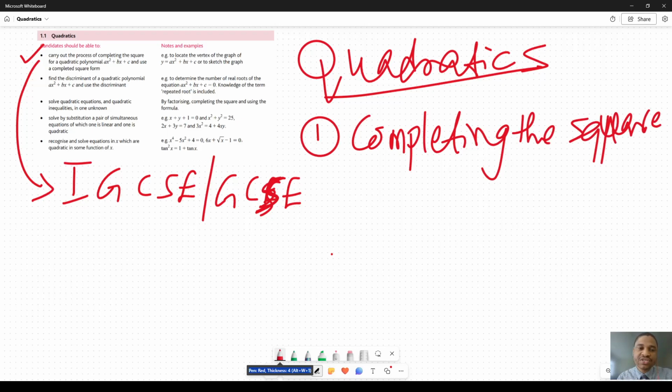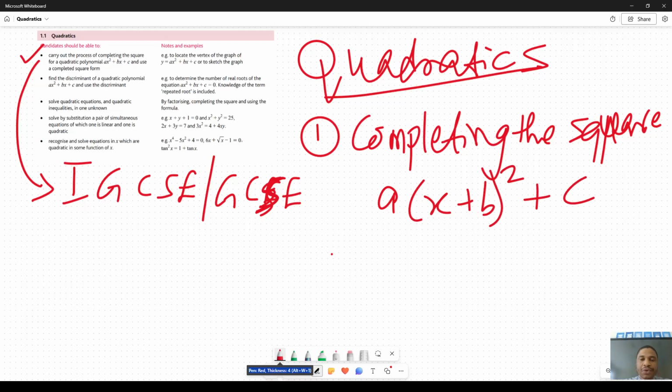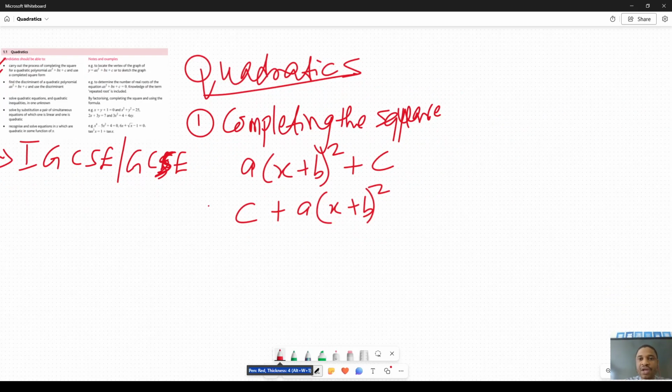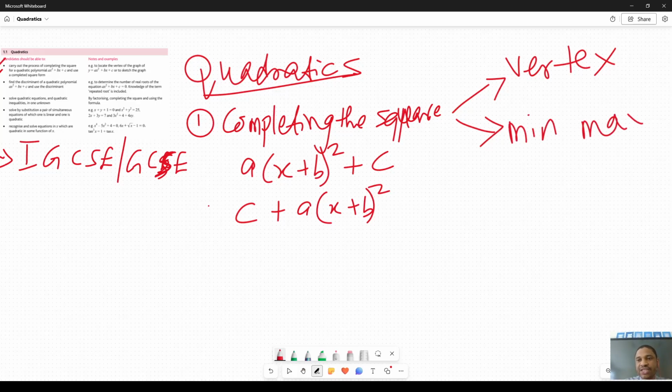Now, what is completing the square? It must be in the form of a(x plus b) squared plus c, or it could be in the form of c plus a(x plus b) squared. Now, what do we use completing the square for? Completing the square is mainly used to find the vertex, or we can use it to find the minimum or maximum. That is what we use it for.